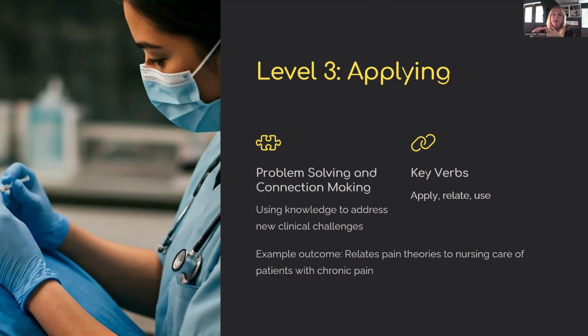So, problem solving and connection making. A key verb would be apply. So you have this information, you've learned it, you've restated it for me and given me examples and differentiated. Now apply that to your patient today. Relate that back to last week when we had this patient in clinical. So those are some key verbs for that. The example here relates pain theories to nursing care of patients with chronic pain.